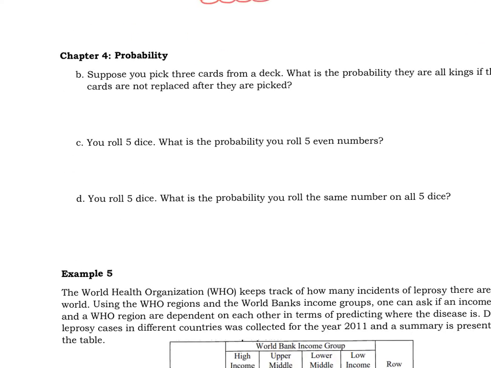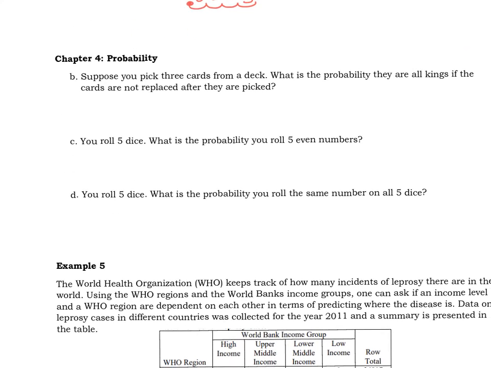All right, a few more here in example 4. Suppose you pick 3 cards from a deck. What's the probability they're all kings if the cards are not replaced after they are picked? Okay, so the probability your first card is a king is 4 out of 52. And we need another king, but we did not put that card back. So there is a king missing from the deck. So now instead of 4 kings, there are 3. And instead of 52 cards in your pile of remaining cards, there are only 51.